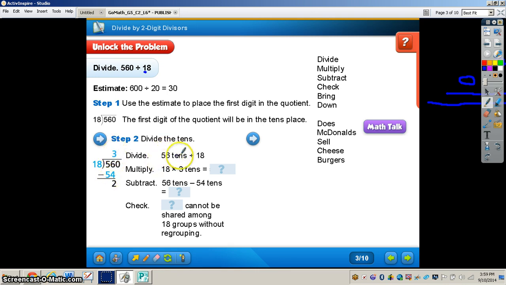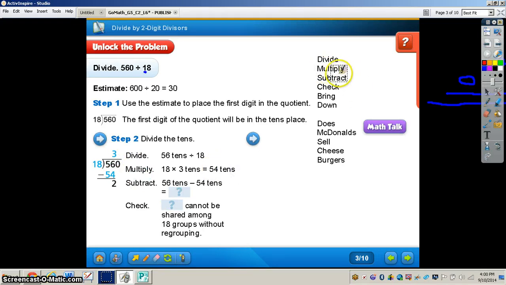So 56 tens divided by 18, 18 can go in there 3 times. So we put 3 right above the 6, and you can see that's right in your book. Then from here we multiply 18 times 3 tens. Why is it 3 tens? Because that 3 is in the tens place. So 18 times 3 is 54.